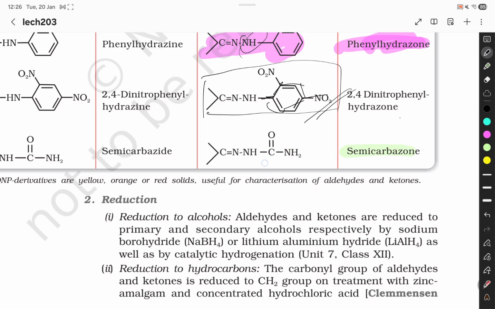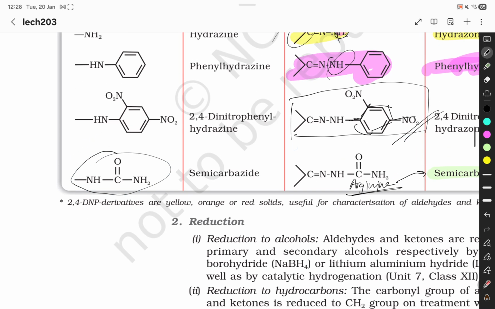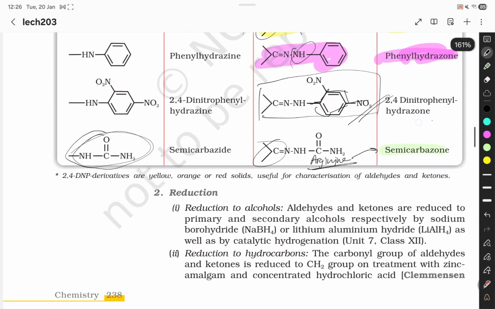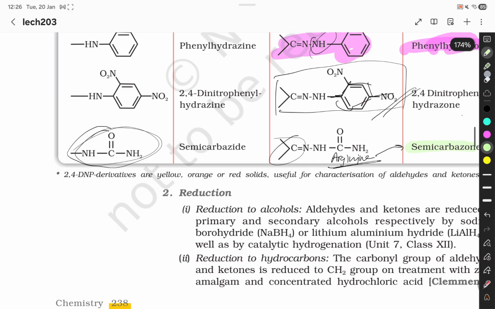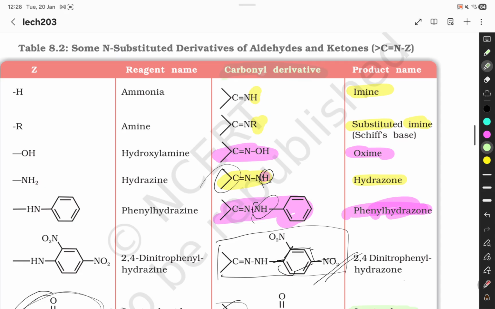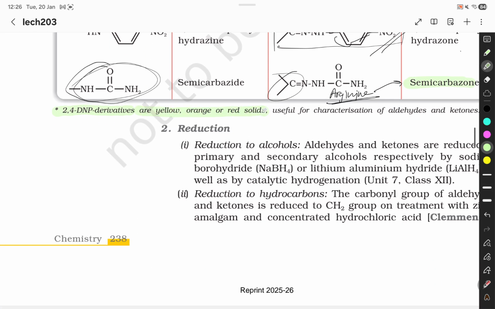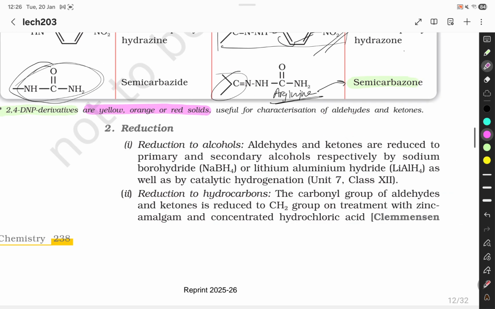It's the same as Rg9. If you remember, Rg9 has a similar structure as Rb9. Rg9 is called a semicarbazone. Semicarbazides are without the C double bond. You're basically without adding anything on the left side. And look over here, very cheeky, they've given 2,4-DNP derivatives. What is a derivative? Carbonyl derivative. 2,4-DNP derivatives are yellow, orange or red solids useful for characterization of aldehydes and ketones. I think everybody knows that it's useful for characterization, but they're orange, yellow or red solids.